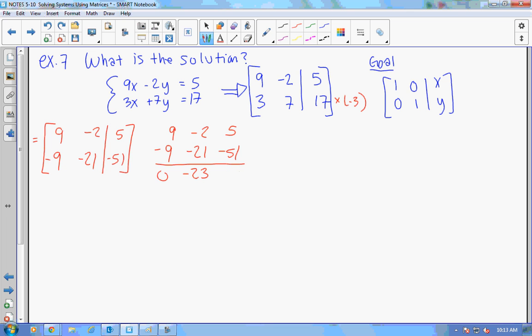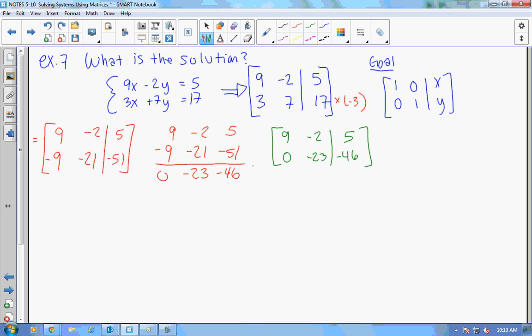Let's try that again. What's that? Negative 46. And I'm going to replace it on the bottom because there's my 0. 0, negative 23, negative 46. On the top, I'm going to leave the top the same. So far we haven't done anything to the top. Now I have my 0 in the right spot, which is great.